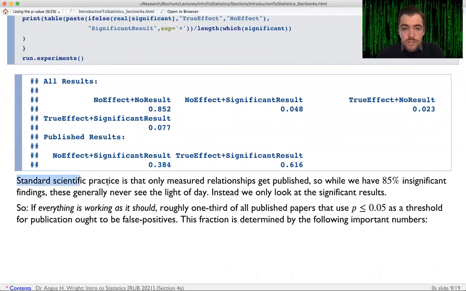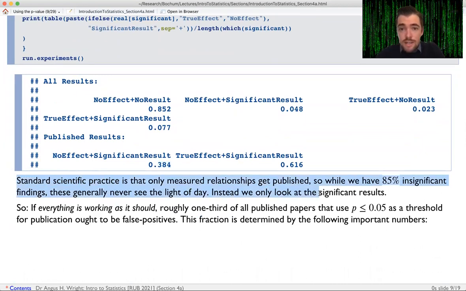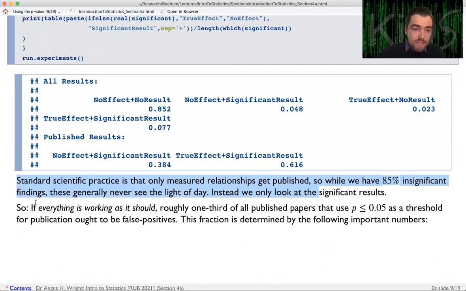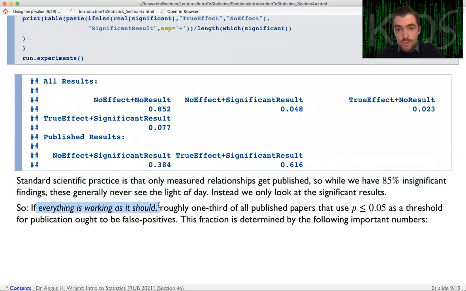So because standard statistical practice is to only publish if you have a significant result, and because of the way in which the p-value has been constructed, and because there are more false hypotheses than true ones, if everything is working as it should, more than 1/3 of published results will be false positives based on p-values and success.